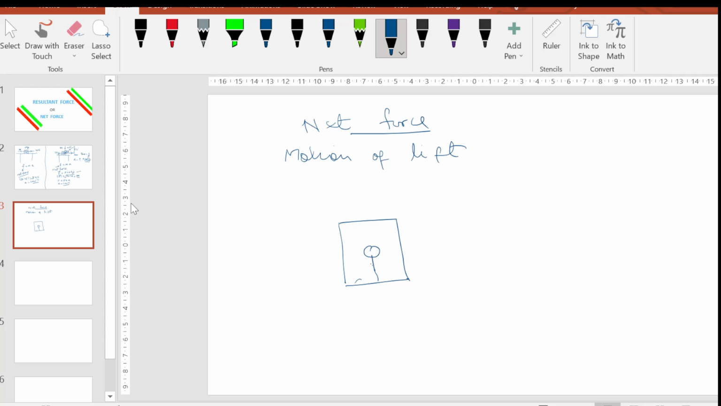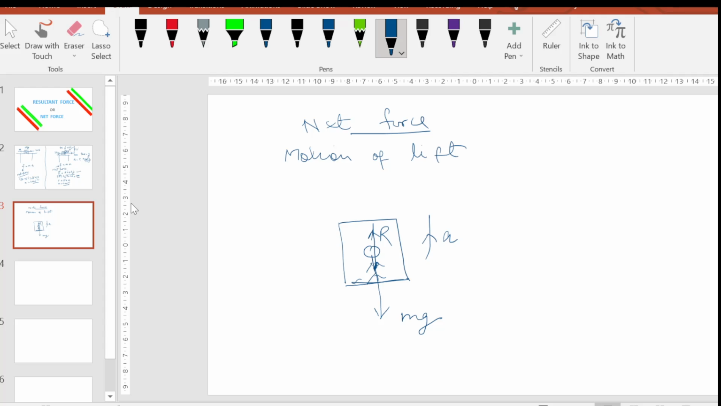Okay, this is the person and he is standing inside the lift. Now suppose the lift is moving in the upward direction with acceleration a. Again, what are the forces acting on this man? One force will be his own weight, mg. Another force will be the normal reaction, that is R.